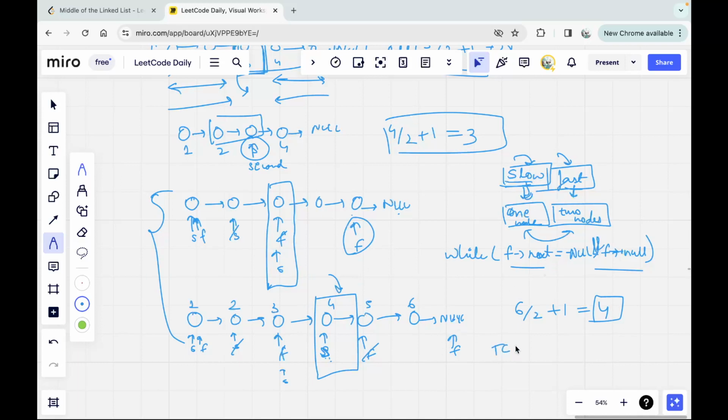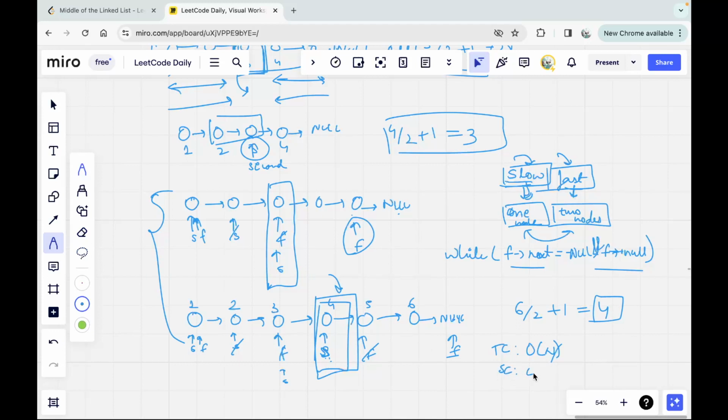Now let's discuss the time complexity. Time complexity is going to be big O of n only. Reason being, even though it is n by 2, because you are only going up to half the distance, since fast travels at twice the speed, it's only up to this middle node. But still, it is going to be big O of n. So you can see that in linear time, you are able to solve this question, and only in one pass.